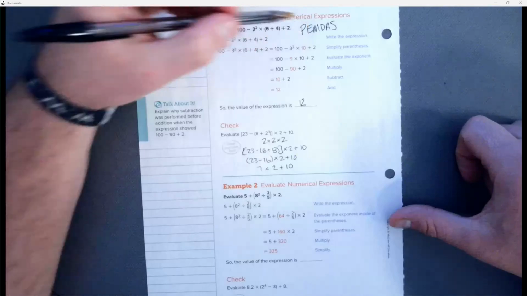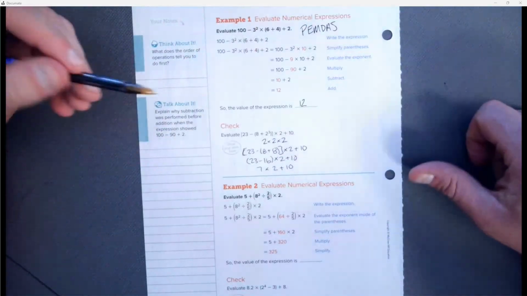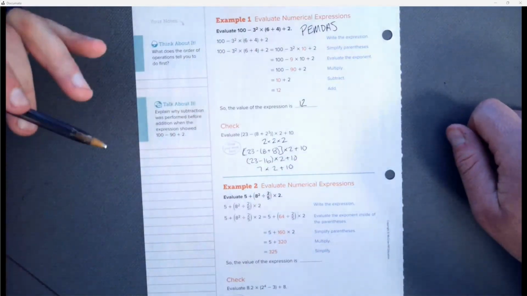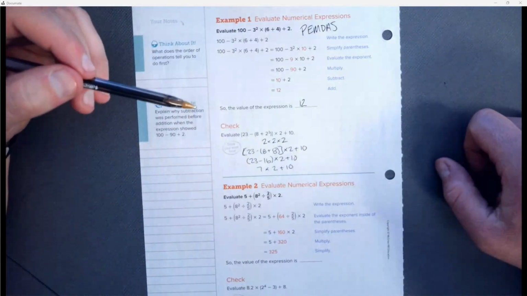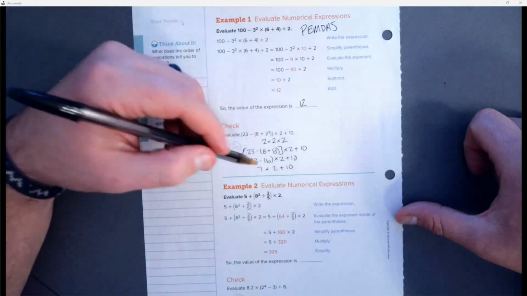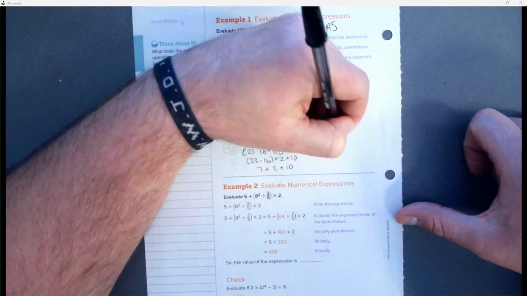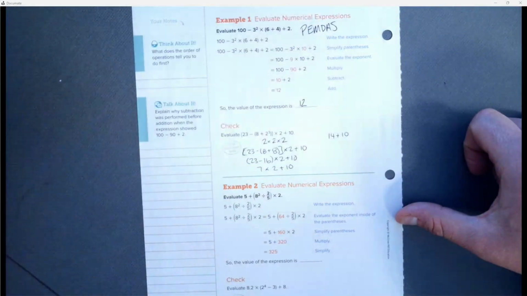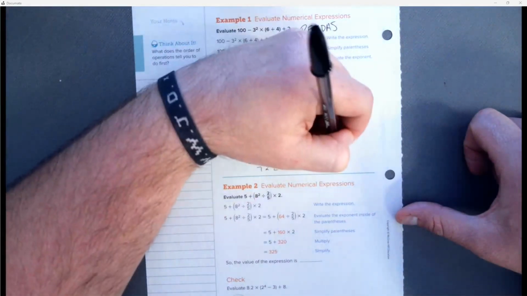So now that I've done everything in my parentheses, I'm going to look for any additional exponents, and I don't have any. Now we're going to go to multiplication or division. Well, I have multiplication, 7 times 2, which is 14. So I have 14 plus 10. I'm only left with one operation, so I'm going to do my addition problem of 14 plus 10 and get 24.